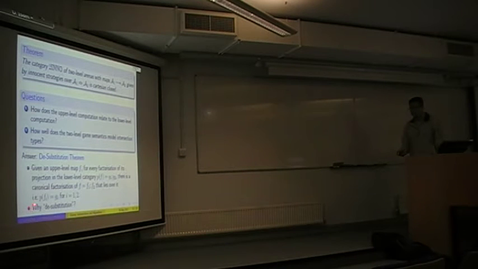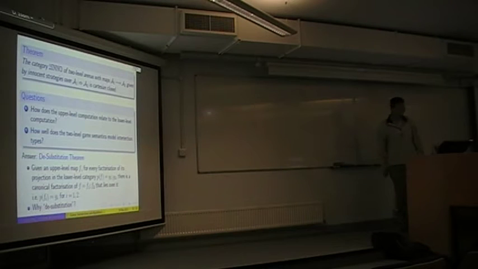A bit more precisely, the de-substitution theorem says that given an upper level map F, for every factorization of its projection in the lower category, there is a canonical factorization of F that lies over it. Now, when you say canonical, do you mean that a choice can be made and we can call it canonical, or is there something intrinsic? There is an obvious factorization, in that sense canonical. Canonical also means a couple of things which I'll say a bit more about.